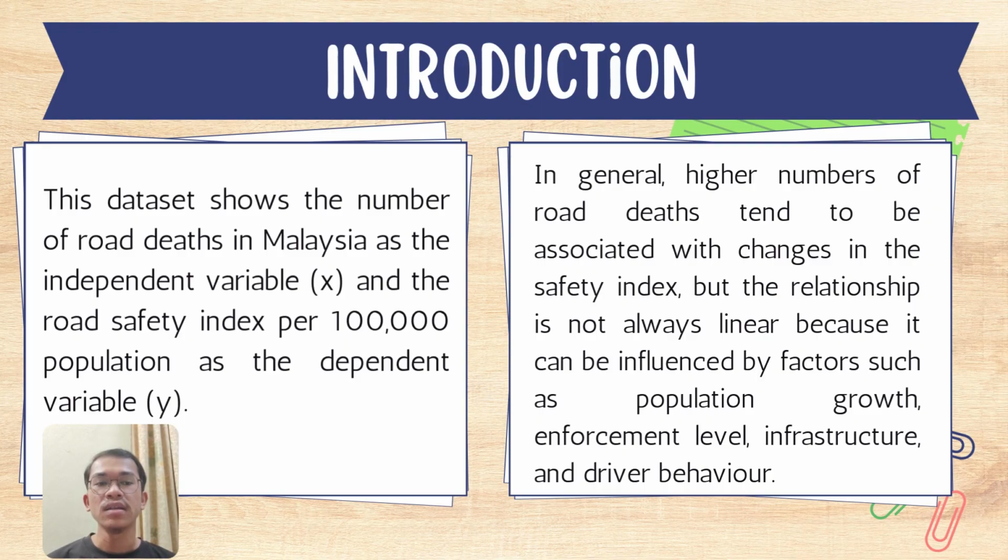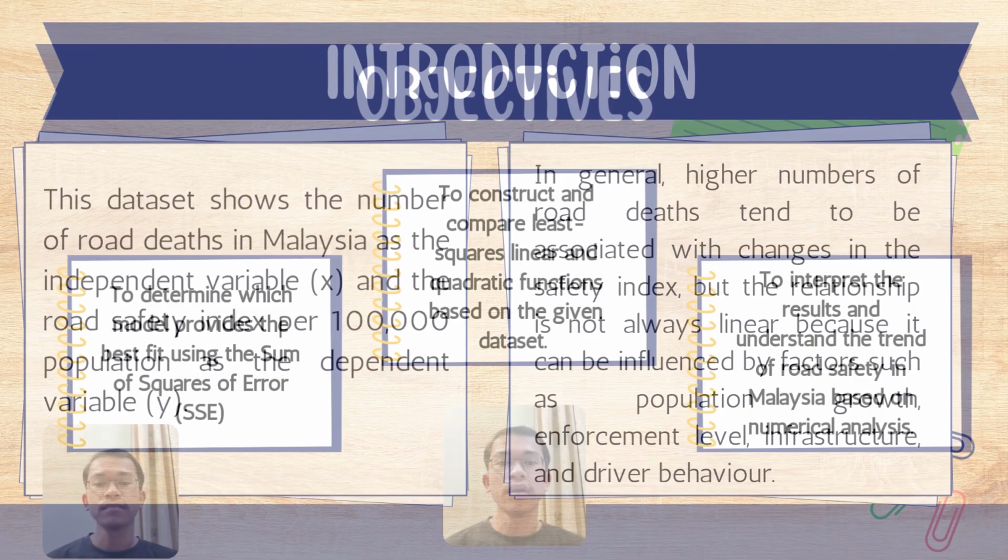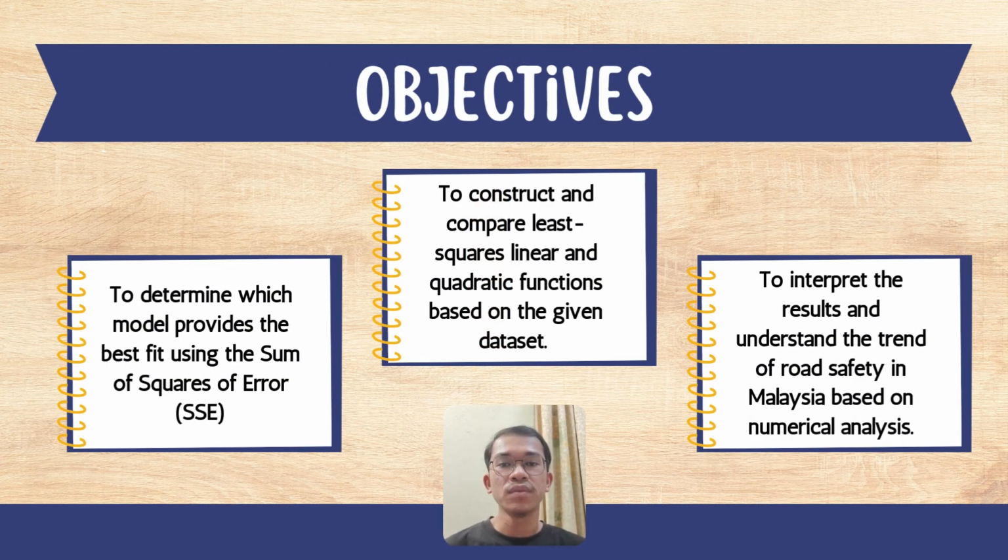In general, higher numbers of road deaths tend to be associated with changes in the safety index, but the relationship is not always linear because it can be influenced by factors such as population growth, enforcement level, infrastructure, and driver behavior. There are three objectives to be achieved in this study.